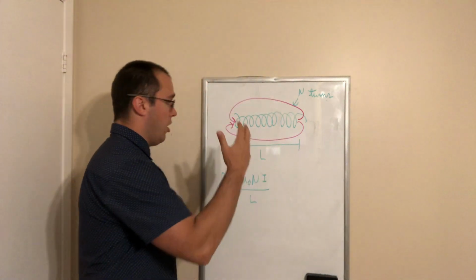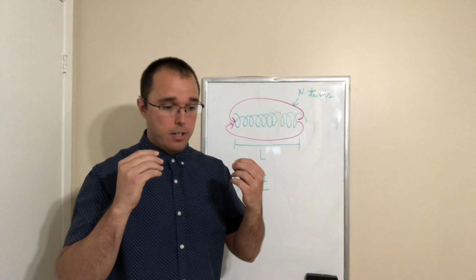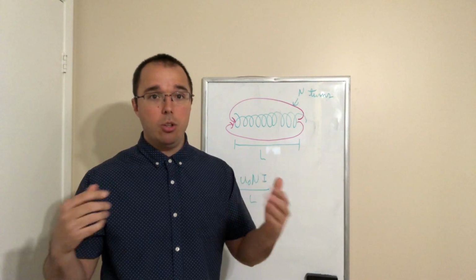Alright, so this is the third video on the introduction to chapter 9. We're going to be talking about the solenoid. The solenoid is a device that basically comprises many loops stacked together.